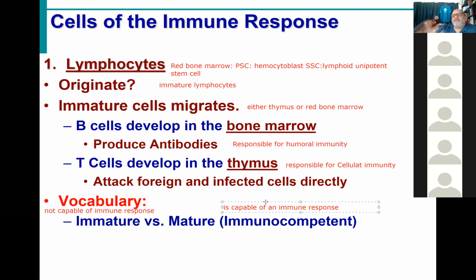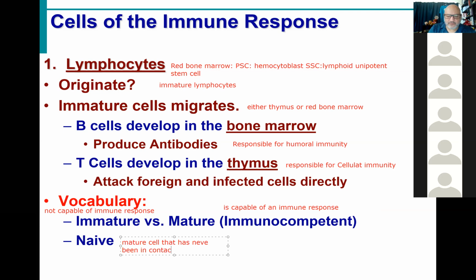No, not yet. Exactly. In fact, like we talked about, if you've never been to South America, if you've never been to Panama, you may have mature cells in your body that can protect you from malaria. But if you've never come in contact with malaria, then those cells are never going to be activated. And a cell that has not been activated, we call naive. So there's a difference between being immature and being naive. A naive cell is an immunocompetent cell. It's a mature cell that has never been in contact with its pathogen.